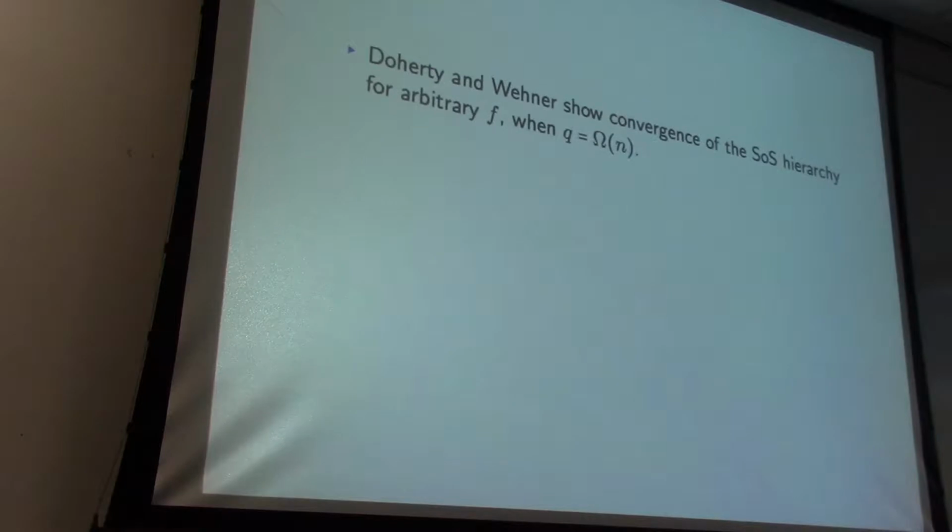Okay, so related work. Doherty and Venner analyzed the SOS hierarchy on this problem of maximizing a polynomial over the hypersphere, and they showed for arbitrary f, once you're past linear levels, or once you take n to the n runtime, it starts converging very quickly. But we actually want to analyze this when q is much less than n.